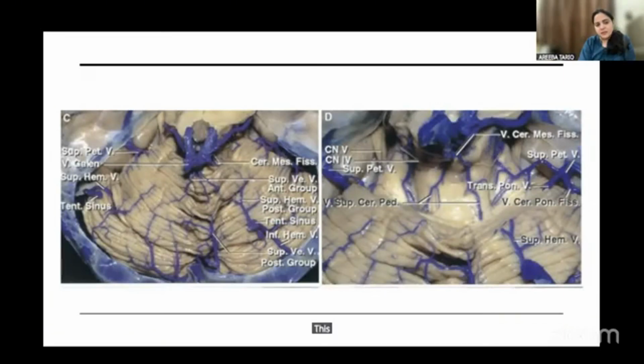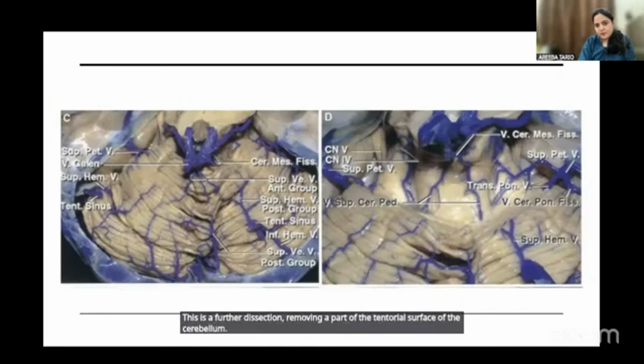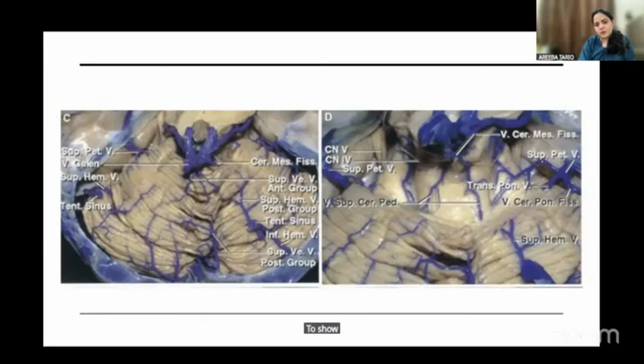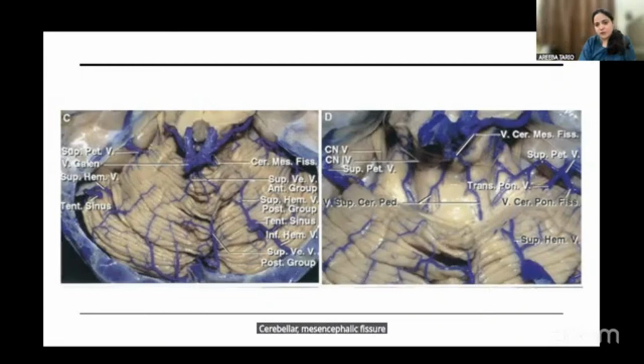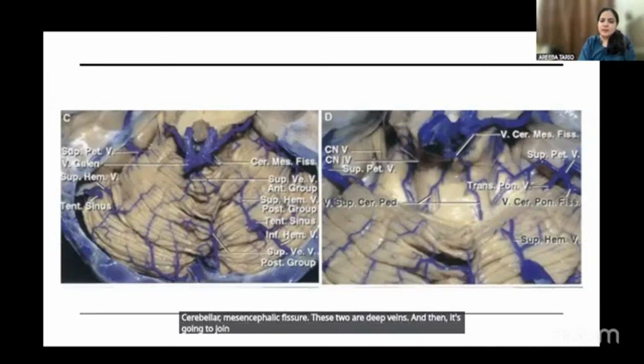This is a further dissection, removing a part of the tentorial surface of the cerebellum to show how the veins of the superior cerebellar peduncle on both sides join together and drain into the vein of the cerebellomesencephalic fissure. These two are deep veins, and then they are going to join and drain into the superior petrosal vein.